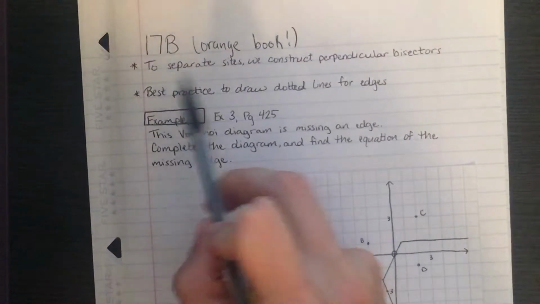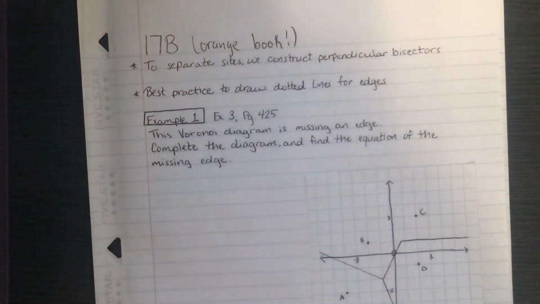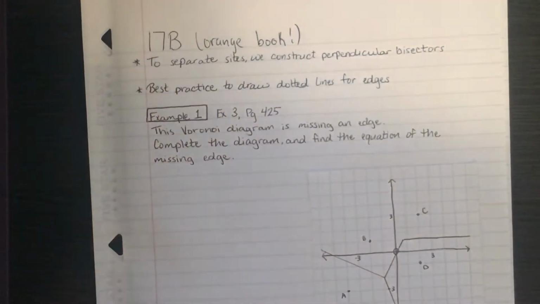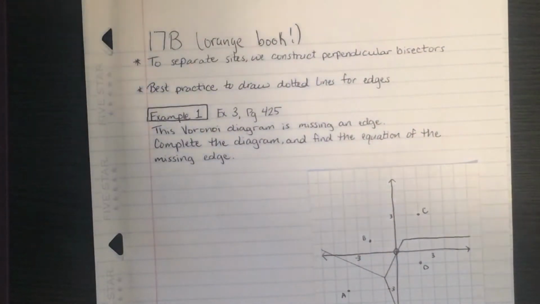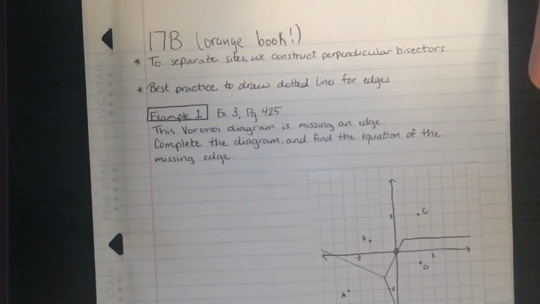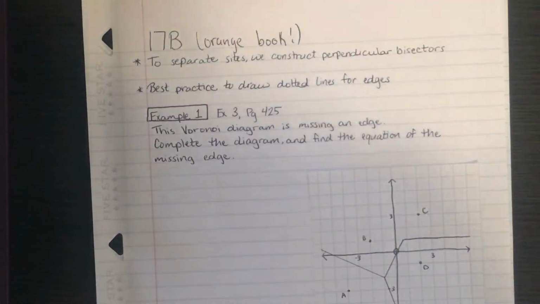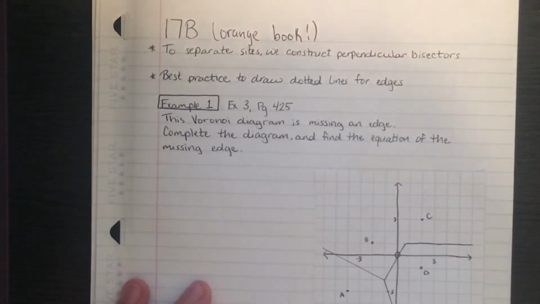A good rule of thumb for Voronoi is, if we need to separate sites, we're going to construct a perpendicular bisector. That's a perpendicular line that goes through the midpoint between 2 points. The best practice here is to draw dotted lines for edges. I would recommend doing these notes in pencil. You're going to need an eraser because especially when you start putting in a new location to represent a hospital or a fire station or just whatever type of store, you're going to have to redraw your diagram. So I would recommend those of you who normally do these in pen to do these in pencil.